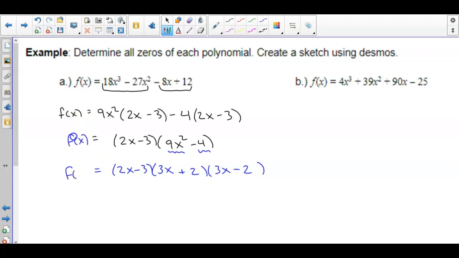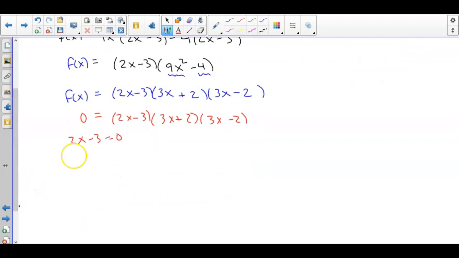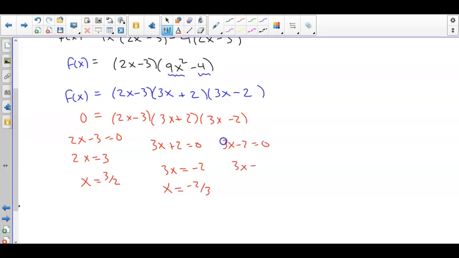So if I wanted then to find my roots, which means finding the zeros of this equation, we're going to take each of the sets of parentheses that I have here and set them equal to 0 and then solve. So if I do 2x minus 3 equals 0, I can add 3 to both sides and then divide, so I'll get 3/2. For this one, I can do 3x plus 2 equals 0, subtract 2, and then divide, so that one would be at negative 2/3. And then lastly, I would have 3x minus 2 equals 0, so 3x equals 2, and x equals positive 2/3.